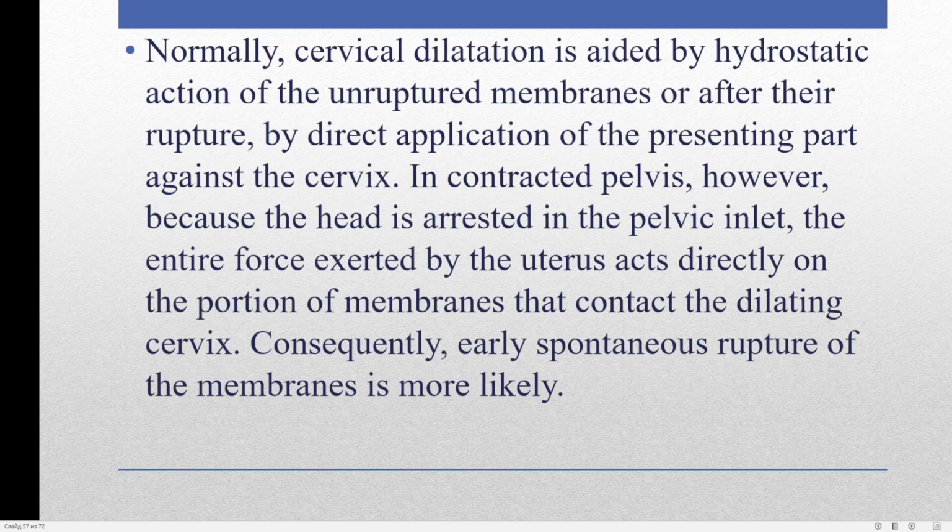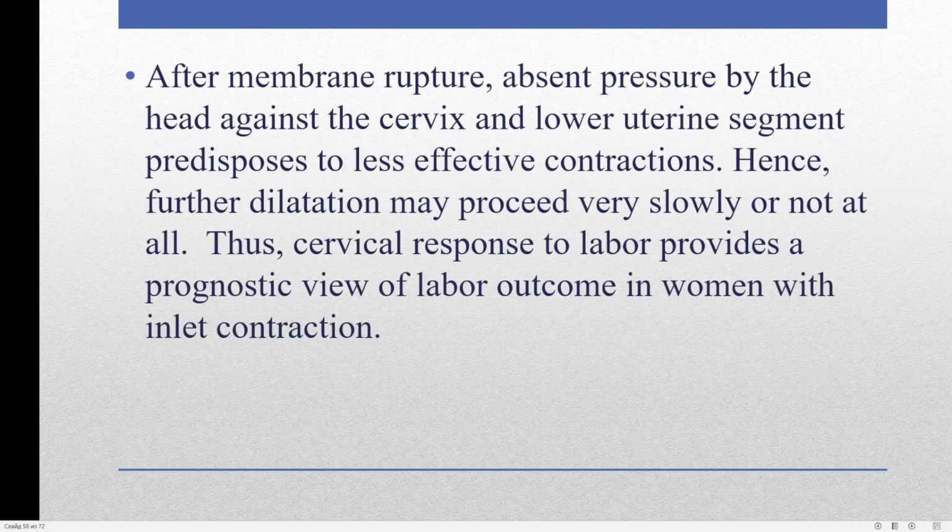According to this information, I want to explain why early spontaneous rupture of the membranes happens. Because again, I repeat, there is absent normal engagement. If there is absent normal engagement and early rupture of membranes, there is slower dilation of the cervix and a high risk of prolapse of loops of umbilical cord.